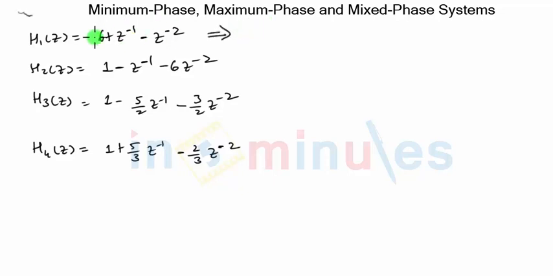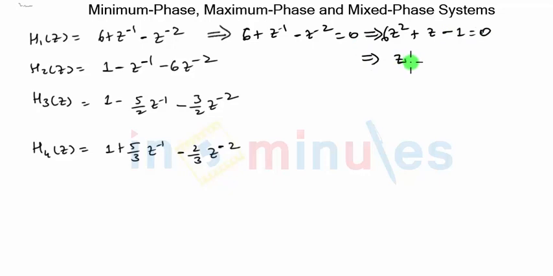Now to find zeros, we have to equate the polynomial to 0 and find the roots. So the first system is 6 plus z inverse minus z raised to minus 2. If I equate this to 0 and solve it, this can be written as 6z square plus z minus 1 equal to 0. So all you have to do is solve it in your calculator.